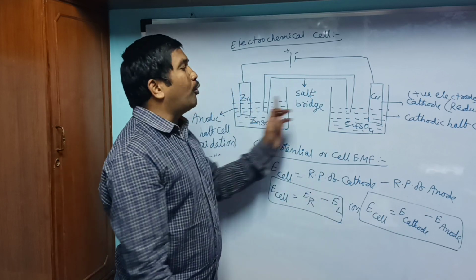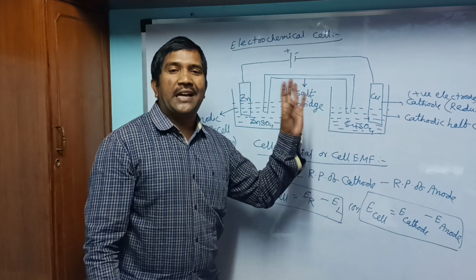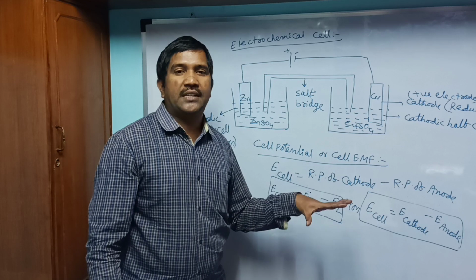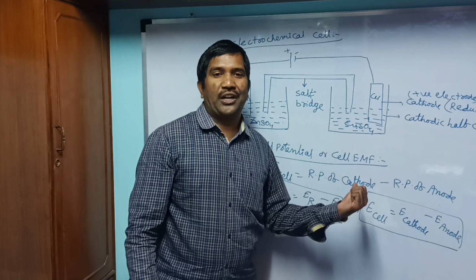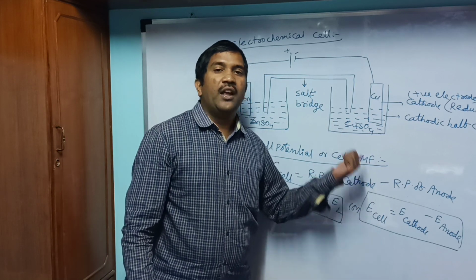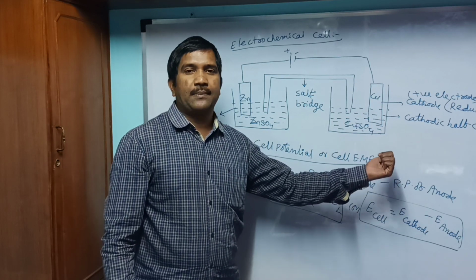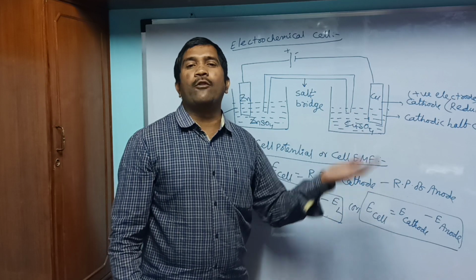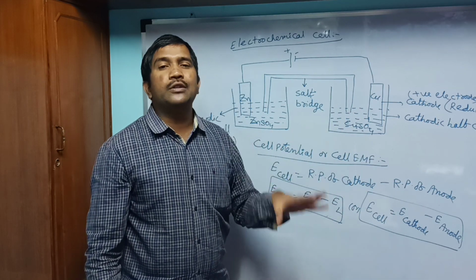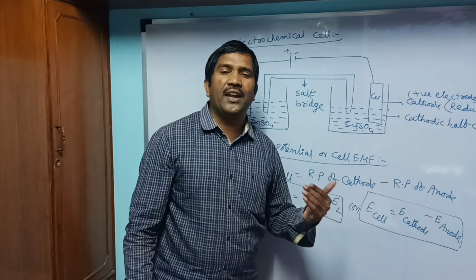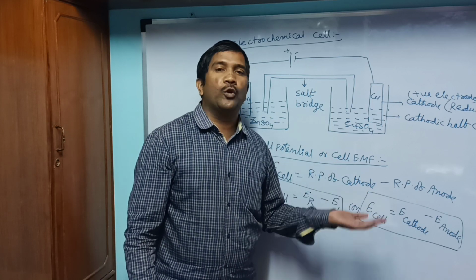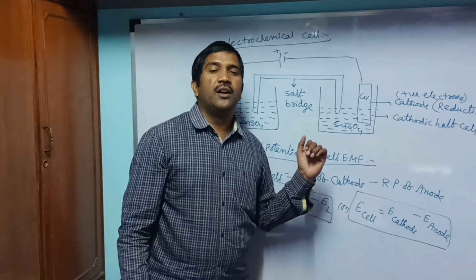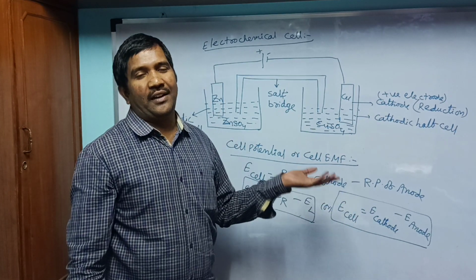Next, if both the concentrations are 1 molar, then the cell potential determined is called the standard cell potential. If the concentration changes, the cell potential also changes. When concentrations other than 1 molar are given, the cell potential varies. Those varying cell potentials can be determined by using the Nernst equation. All those things will be explained later.